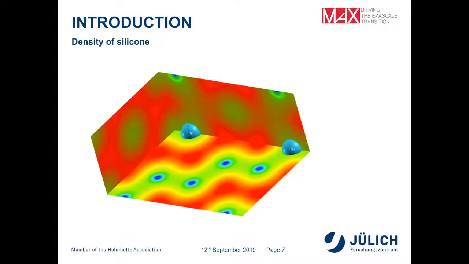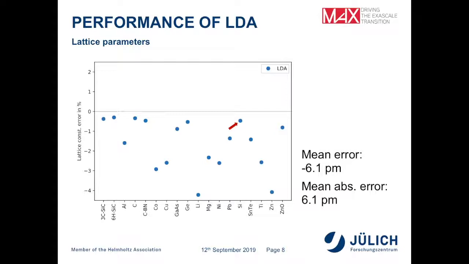And if you calculate, for example, the lattice parameter, it turns out, yes, here we have silicon, and it underestimates the lattice constant of silicon by about 0.5%, which is surprisingly good, actually. So overall, the LDA usually underestimates the lattice constant by about 3%, and it overbinds. So it has a bias towards smaller lattice constants.